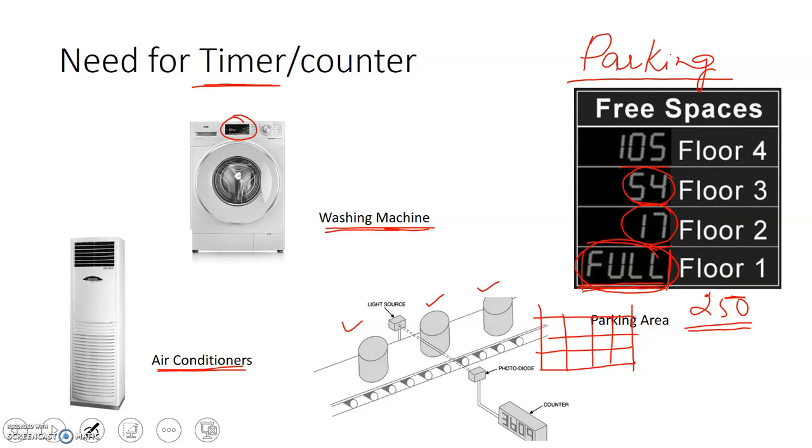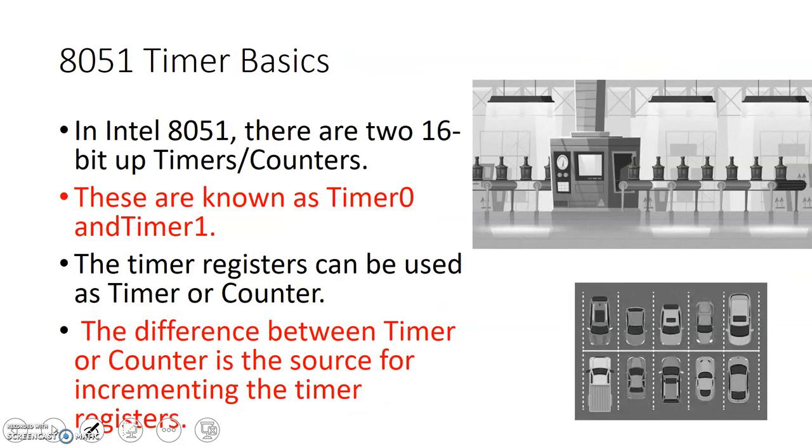Okay, so let's now come to the 8051 timers. Basically, there are two 16-bit timers or counters. So basically, we can use a timer in timer mode or in counter mode. There are two 16-bit up counters. So what is meant by up counters? Let me explain it here itself.